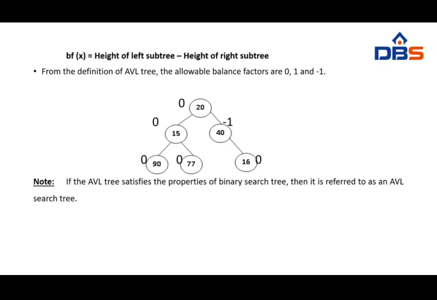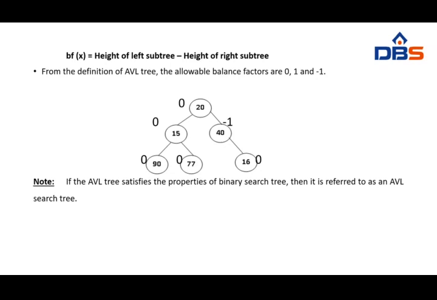See, for example, these are 3 levels. 20 is the first level, 15 and 40 the second level, and 90, 77, 16 the third level. 90, 77, 16 are called leaf nodes, that is, there is no child, so the balance factor is always 0. Now go for 15: the left child is 90 and the right child is 77, that is 1 minus 1 equal to 0. So the balance factor of 15 is 0.